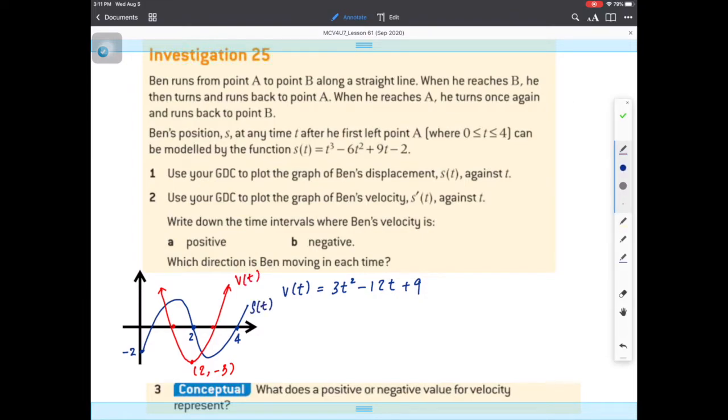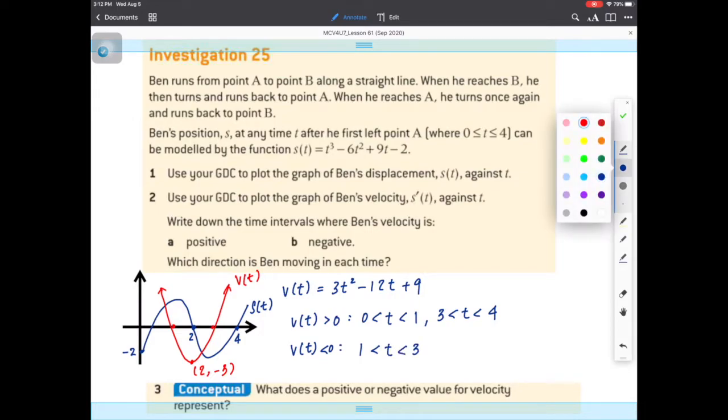Okay. What do we notice? Write down the time intervals when the velocity is positive. So velocity is positive at time 0 to 1, as well as 3 to 4. And v of t is negative when time is between 1 and 3 seconds. Okay, let me label those points on the graph as well.